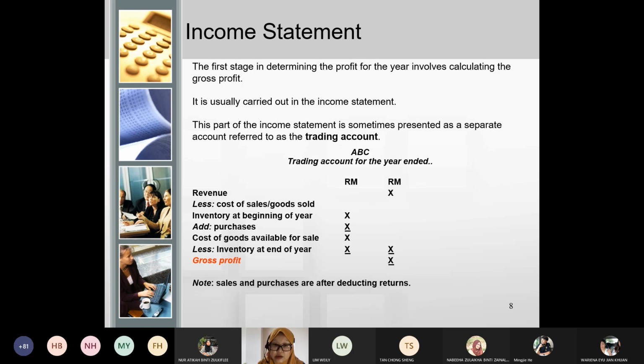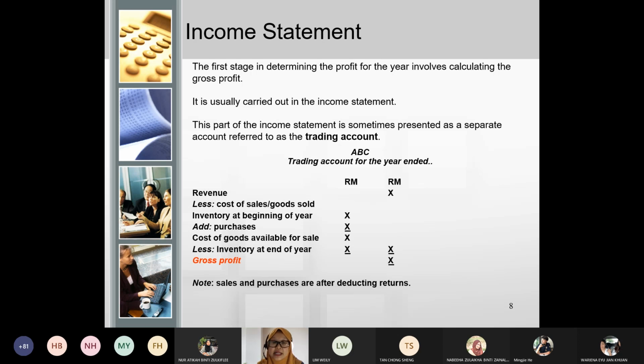All right, the note here: sales and purchases are after deducting the return. So let's say the revenue here, if you have the sales return, the revenue is after you deduct the sales return. So you have the sales and you also have the sales return. Sales minus sales return, so the revenue here will be at net. Net revenue or net sales.